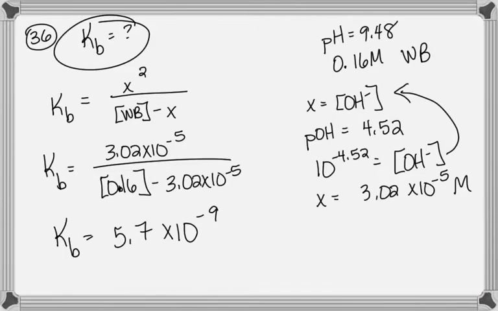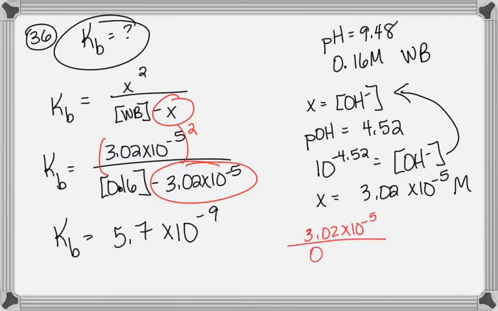Now, I would get this answer whether I used the x or not. And the reason I get that answer whether I use the x or not is because this is less than 5% ionized. Remember, I just realized I forgot to put that I squared this on the top, but I did square it. Remember percent ionization, you'd say that 3.02 times 10 to the minus 5, because that's how much ionized, divided by 0.16. And as long as that's less than 5%, multiply it by 100. And I mean, it is.